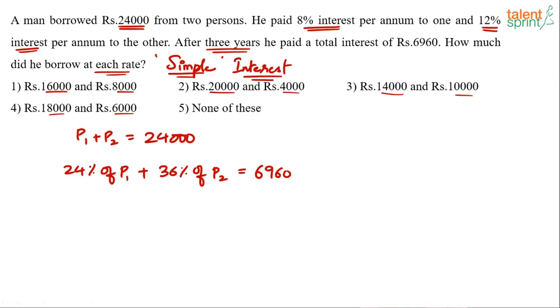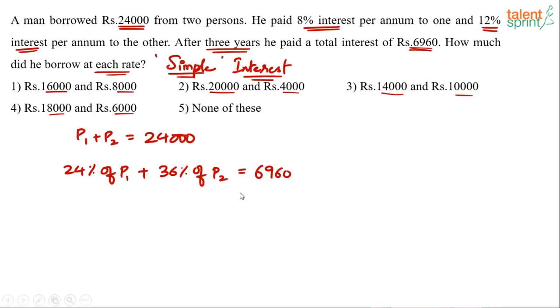The total should be 6,960. If yes, that's the answer. Otherwise, go to the next option. But I think that verification is going to take time. Verifying 24% of 16,000 plus 36% of 8,000 and checking whether it is 6,960 will take time. Similarly, 24% of 20,000 plus 36% of 4,000, again, too much calculation, right? In each option, you have to do 2-3 calculations. So you better solve the two equations.